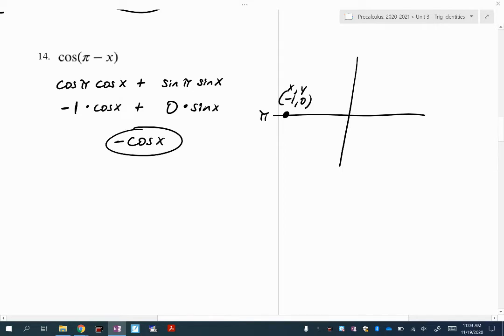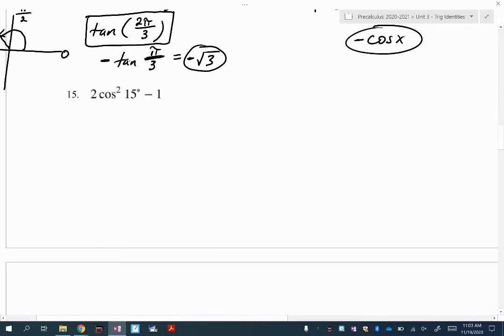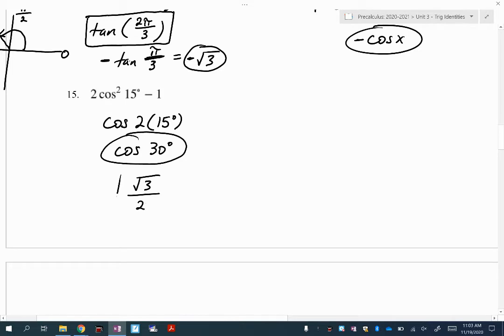All right, last one for this section. 2 cosine squared of 15 degrees minus 1 can be rewritten as the cosine of 2a. In this case, a is 15 degrees. So the cosine of 30 degrees. Again, that's totally fine. Just leave it like that. Or if you want to go farther or look at your calculator, the cosine of 30 degrees is going to be the square root of 3 over 2.